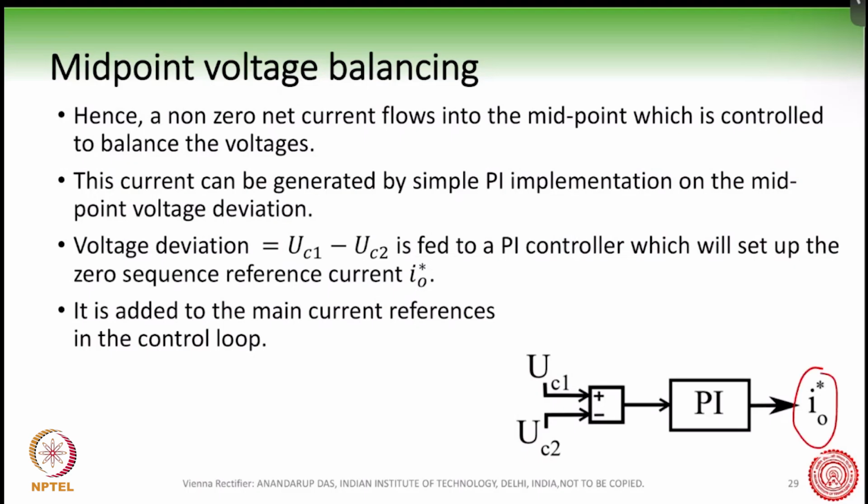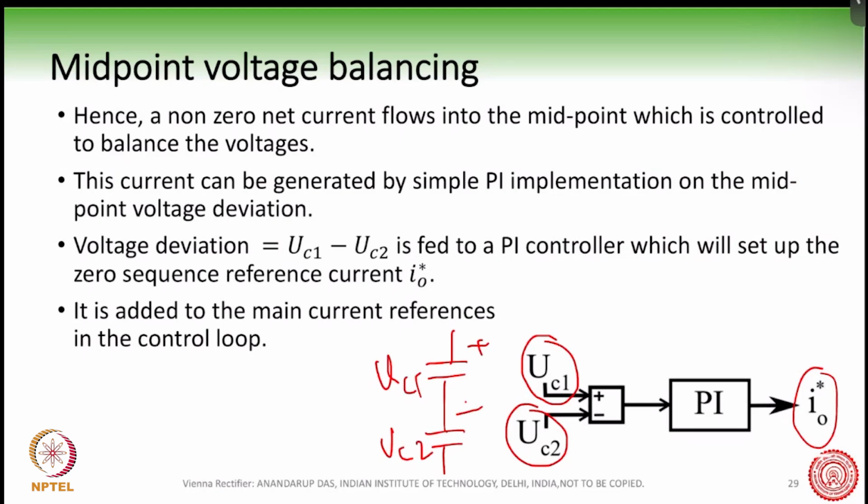So basically, we will get the two DC link voltages. These two DC link voltages we give the names UC1 and UC2. We take the difference of these voltages. If they're at perfectly midpoint, then this voltage will become zero, and we will not need I0 star. But if it is not zero, some value will come here and I0 star will be generated.